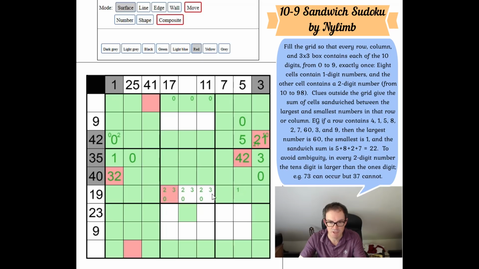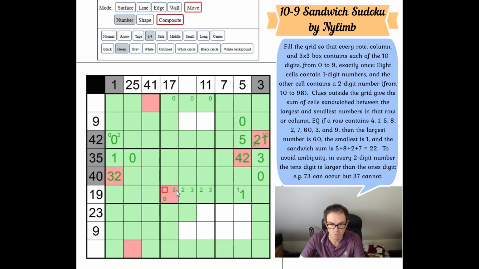So this is red. This is then. Let's put some greens in as well. These are all greens. This square here is a number 1. The 0 is definitely in this cell as well, so we can get rid of those zeros. And yeah, we can go further. The 19 sum, look, this square's got to be either 20 or 30.